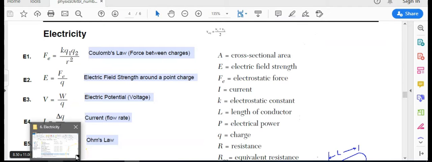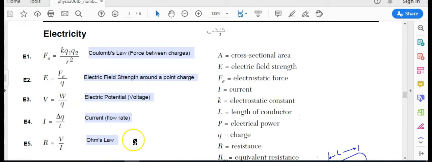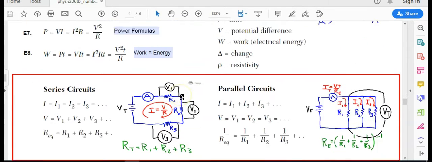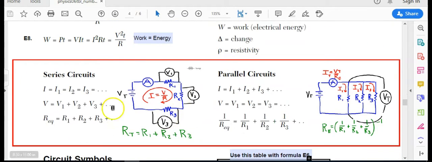Before we can start any problem for series circuits, we have to first get our reference table ready. So we're still back on the electricity page, but this time we're going to scroll down. We're going to need equation E5, which is the Ohm's law equation, and we're now going to need this series circuit group of equations. In the next video, we're going to be talking about parallel circuits, so I'm going to be using this side. But right now, I'm going to use the left side.